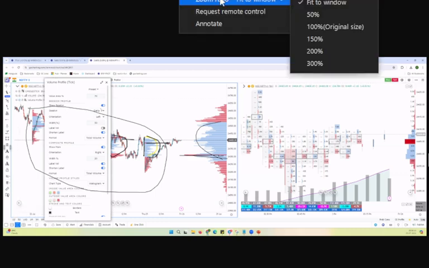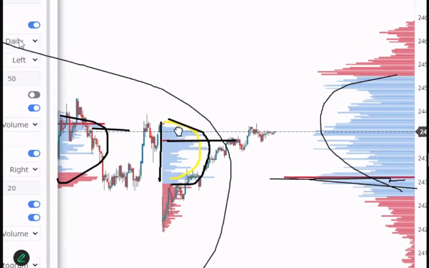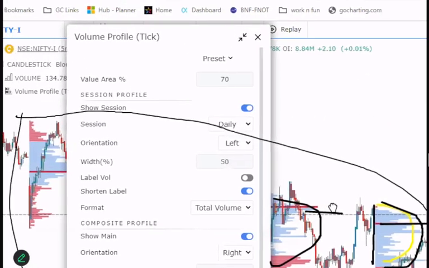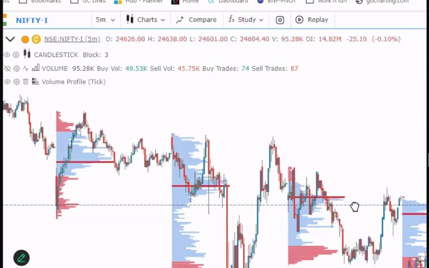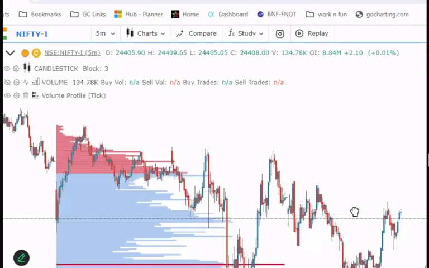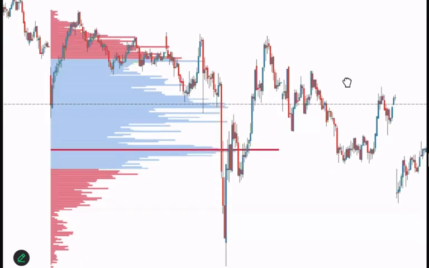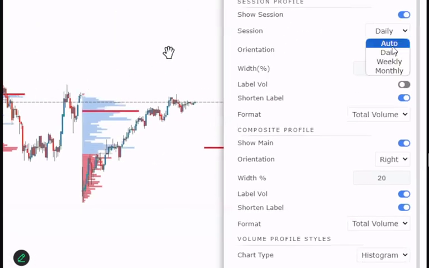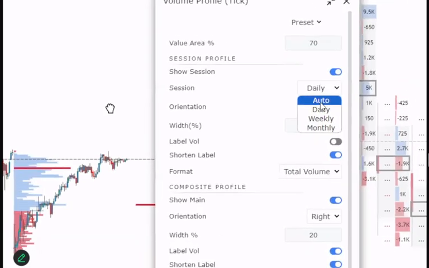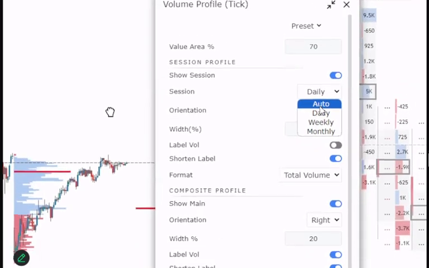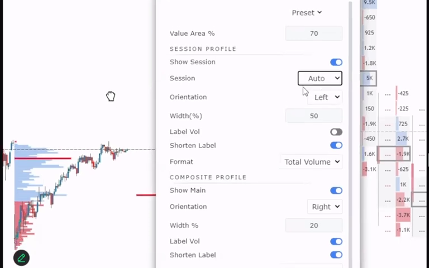I'll just quickly cover the settings. So here you can choose the frequency. For example, you want daily, weekly, or monthly. I have chosen daily. You can choose weekly, so it gives the weekly profile. Daily gives the daily profile. You can just leave it on auto, where depending on the chart time frame, it will select daily, weekly, or monthly.